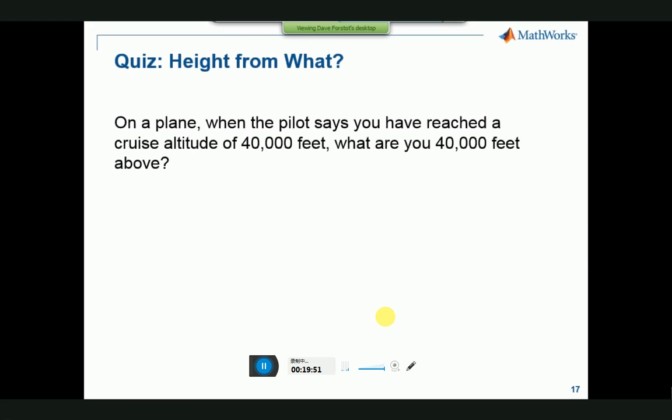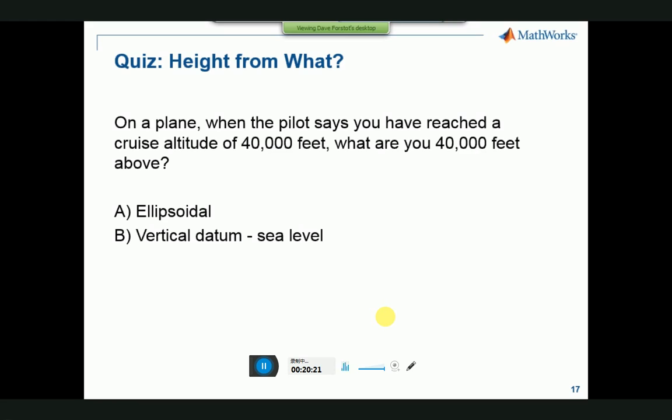So let's say you're flying in a plane and you hear over the speaker that you've reached a cruising altitude of 40,000 feet. I'm assuming now you're probably in a U.S. flight because we're saying it's in feet. I have no idea what that would be in meters. But when you're flying at 40,000 feet, what are you 40,000 feet from? Is it that ellipsoid definition we were just describing?